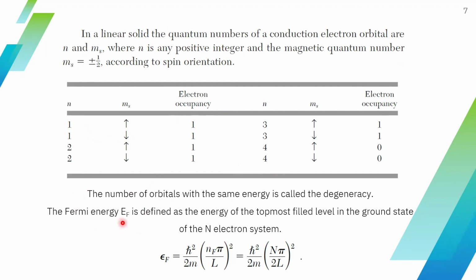Now we are taking the term Fermi energy, which is EF. EF is defined as the energy of the topmost filled level in the ground state of the N electron system. So, with the previous equation, we know that N is equal to 2nF. We are discussing the one-dimensional case. So we get this final equation: the Fermi energy EF is equal to h cross square by 2m into nF pi by L the whole square. After substitution, we get h cross square by 2m into N pi by 2L the whole square.